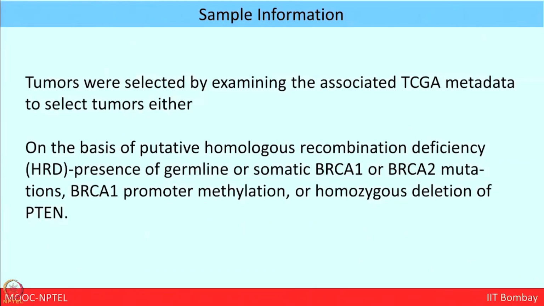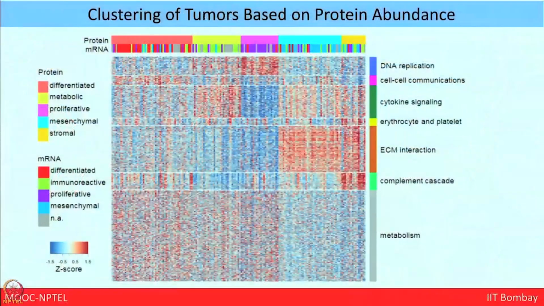Then the correlation. So, the sample information: tumors were selected by examining the associated TCGA metadata. On the basis of putative homologous recombination deficiency, presence of germline or somatic BRCA1 or BRCA2 mutations, BRCA1 promoter methylation or homozygous deletion of PTENs were taken. So, this clustering is giving us the complete landscape of the different pathways involved, how protein and mRNA are playing a role, and what the correlation between the protein and mRNA is in this pathway.